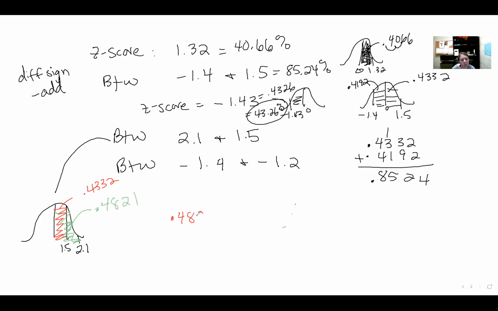And so you want what's between these two, so you're going to have to subtract these two numbers. 0.4821 minus 0.4332. And what that shows you is if you have different signs, you add; same sign, you subtract. So 0.4821 minus 0.4332, and you'll end up with 0.0489. So your percentage here is 4.89%. Same sign, subtract.